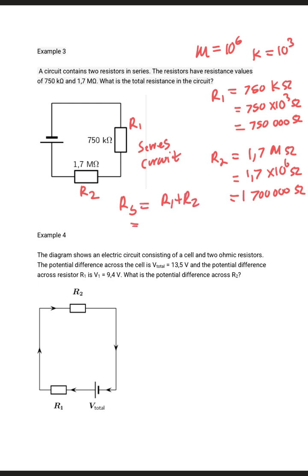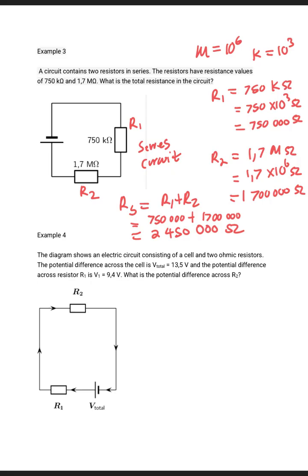And then we do the calculation, 750,000 plus 1,700,000. Then we are going to get what? So our answer will be 2,450,000 ohms. This will be the resistance. That's a huge resistance.